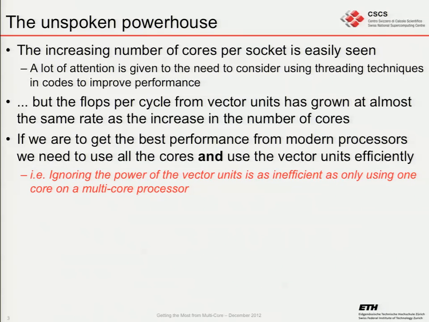It's really the unspoken powerhouse in some way. When we compile a code, we don't necessarily worry about vectorization or anything similar. We just dive straight in and say, but I want to use all the cores on a node. Well, on a particular processor, we may have an 8x increase over that period of time in the number of cores, and we want to use them all, but there is also a 4x increase in the floating point power from vectorization, and we should really be trying to use that.